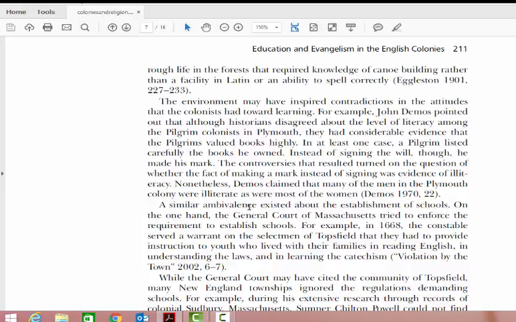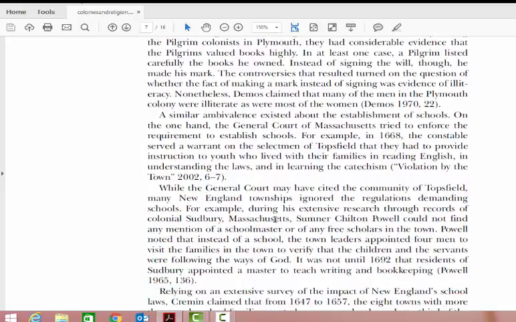So if you listen on the test and it says, what's the keyword? The keyword is happy. While the general court may have cited community, instead of a school, the town leaders appointed 4 men to visit the families in the town. So there becomes less, and that's what they talk about here in this section. I'll highlight it for you. Instead of a school, the town leaders appointed 4 men to visit the families in the town to verify the children and the servants were following the ways of God.